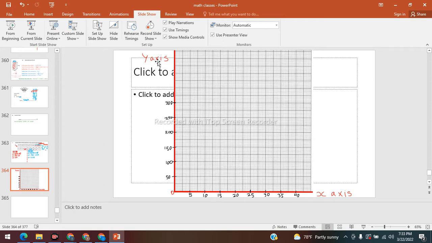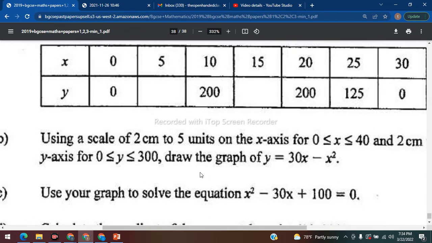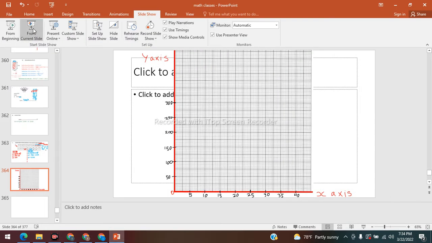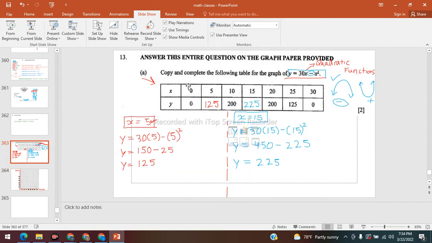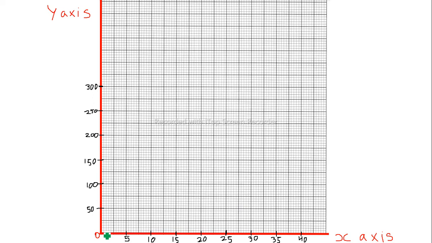So we're almost there. All we did was set up our x-axis and y-axis and label them properly. The next thing we need to do is plot the points. So let's state the first point that we're going to plot, and then start plotting. Our first point is the point 0, 0. Now that's the origin, right there.